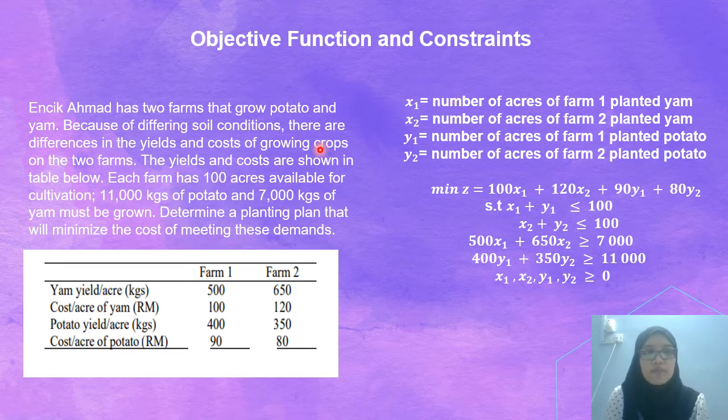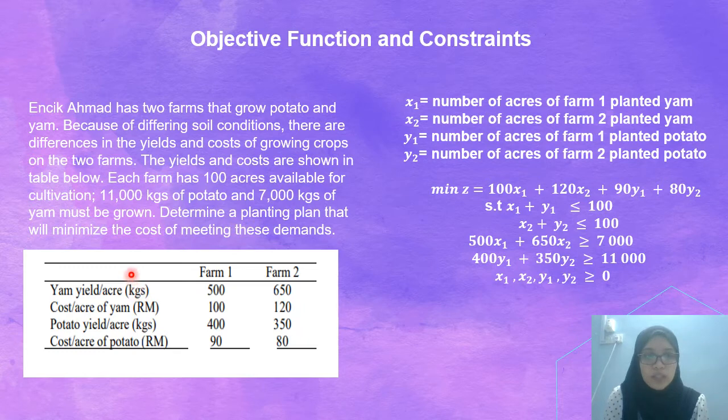As for the objective function, it asks to minimize the cost. So from the table, we know that the cost of yam per acre for farm 1 is 100 and for farm 2 is 120.